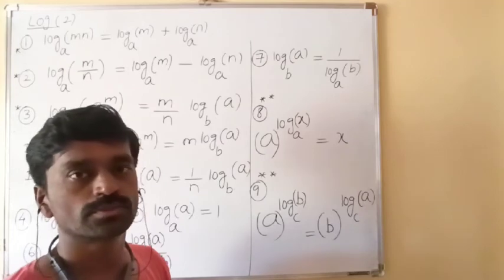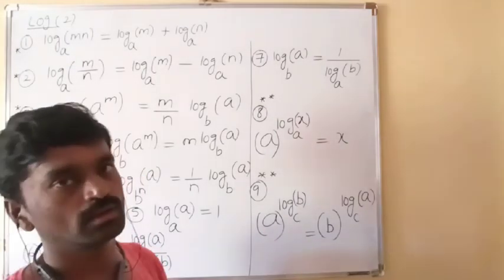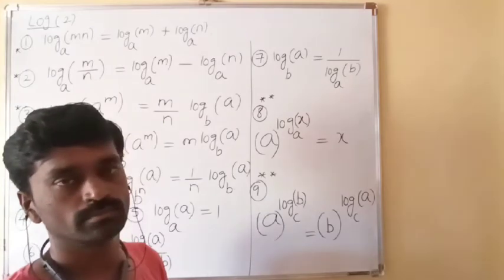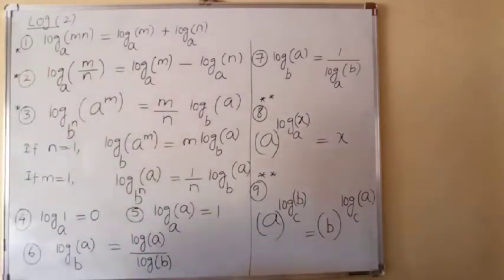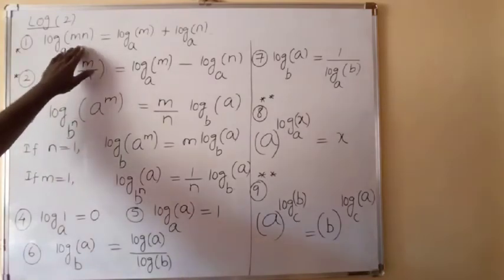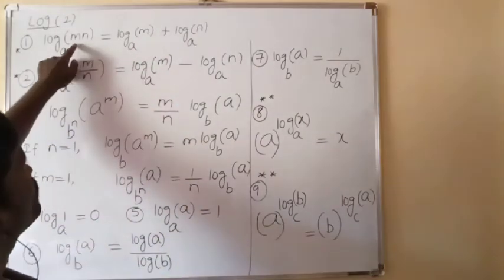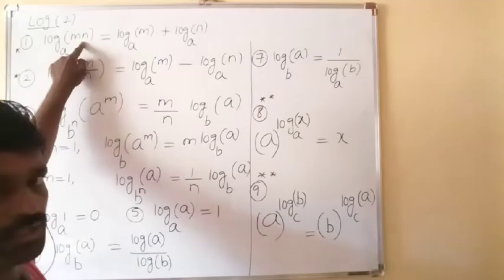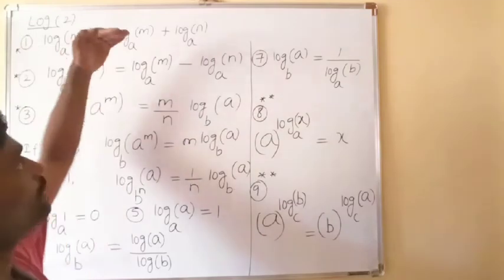Logarithms part 2. These are the 9 fundamental laws you have to remember. The first law is: log of mn to the base a is equal to log m to the base a plus log n to the base a. That is, we convert product to sum. Here it is a product of 2 terms. Even if it is 3 or 4, the product of any finite number of terms also works.